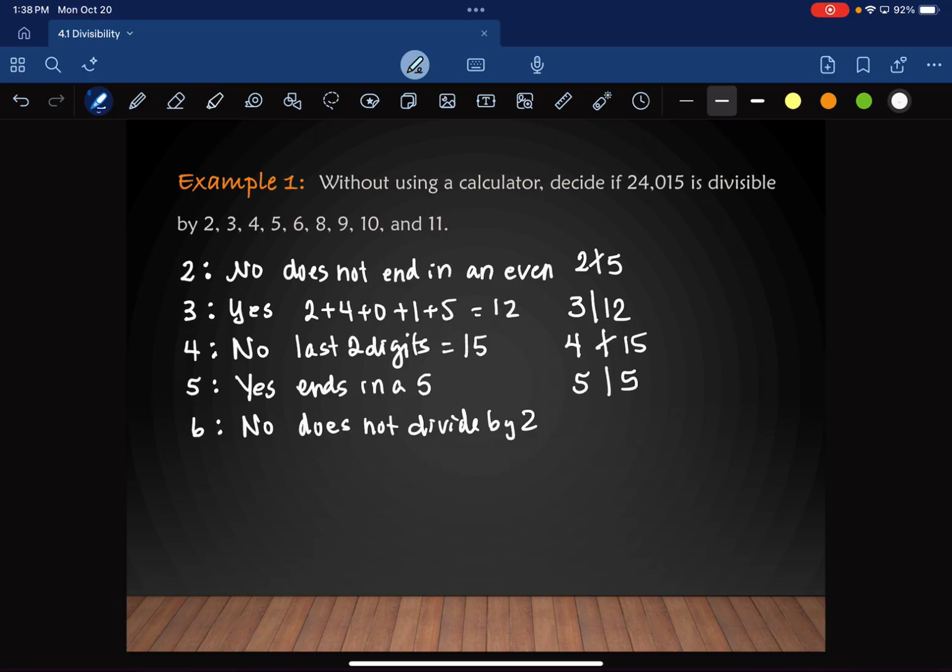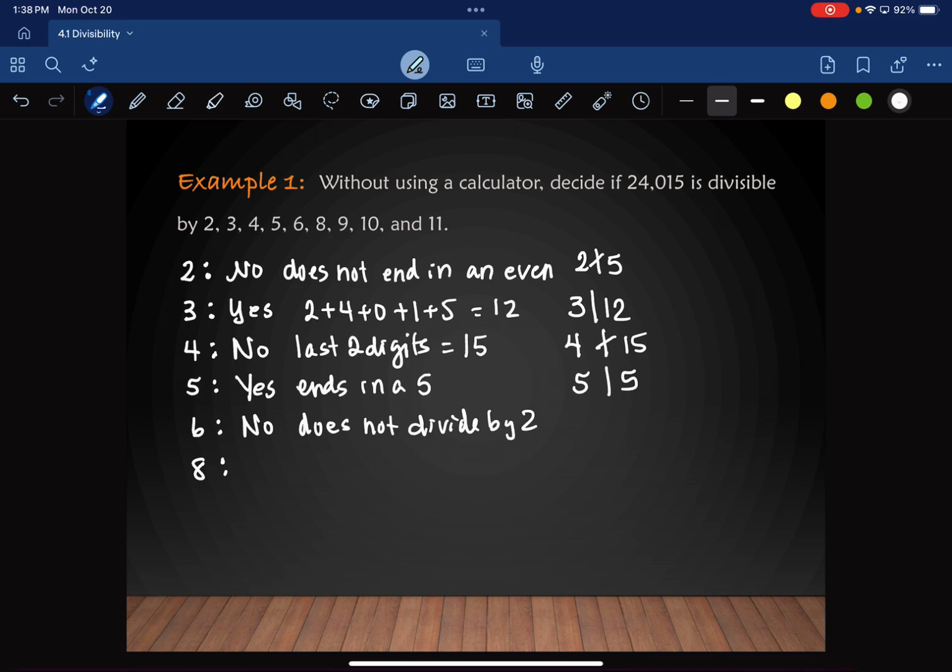The next one is an 8. Why don't we have a rule for 7? There's not a property for 7, unfortunately. If you were to try to divide by 7, you'd simply have to do the division. Yeah, it's a good question. Not one for 7s. What about 8?